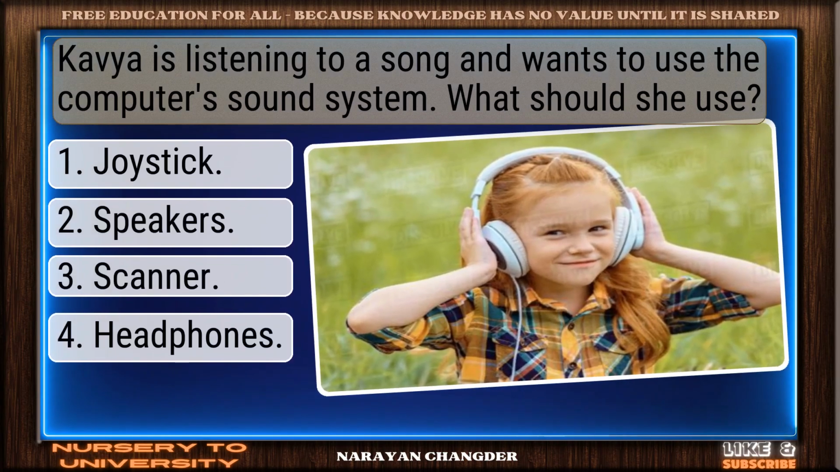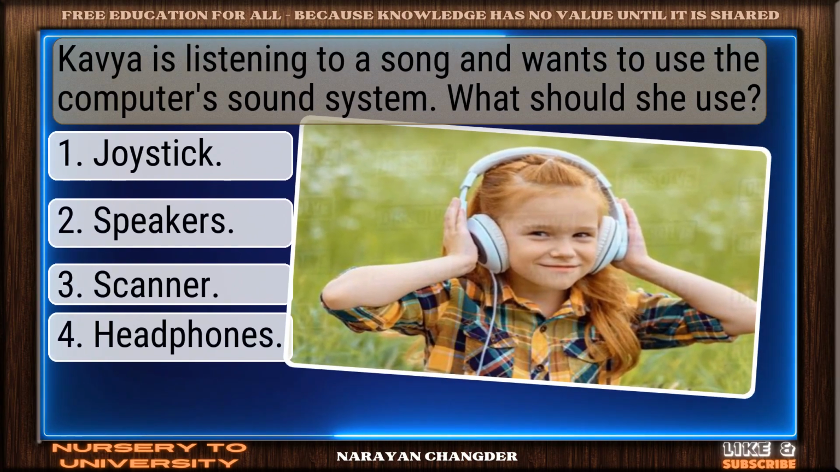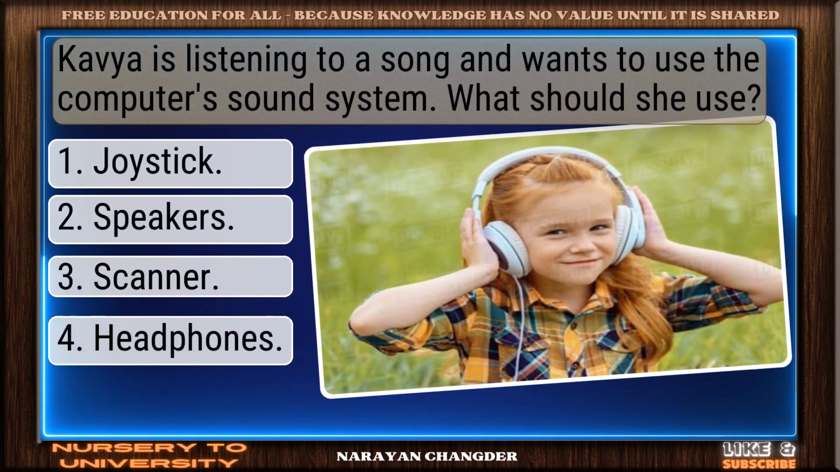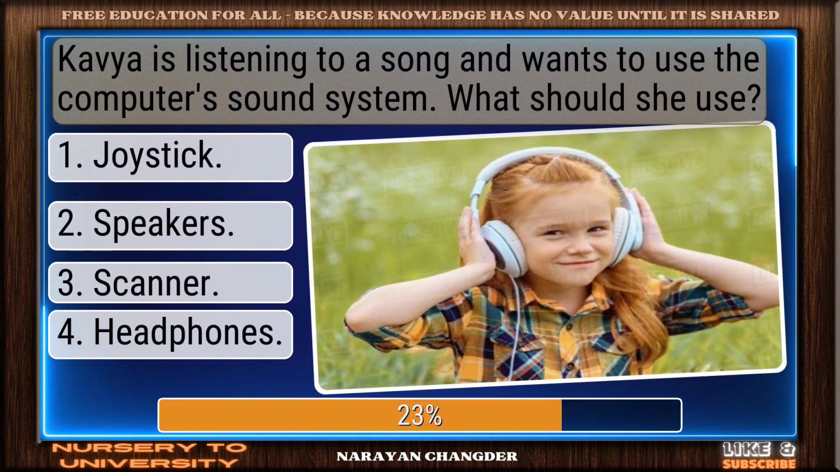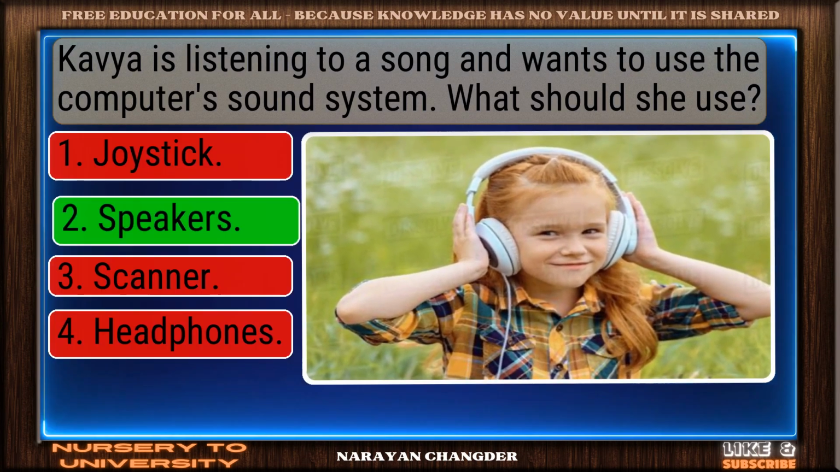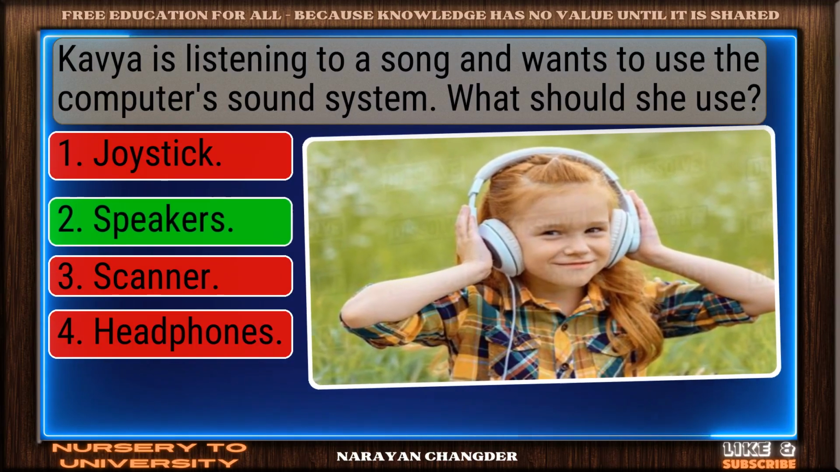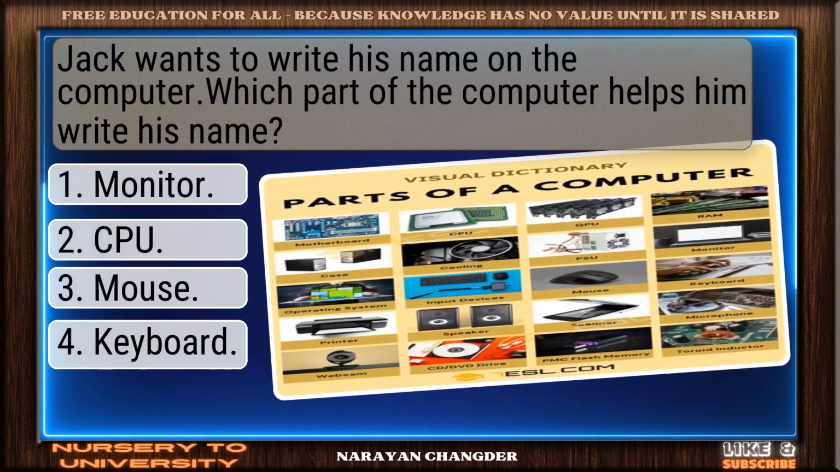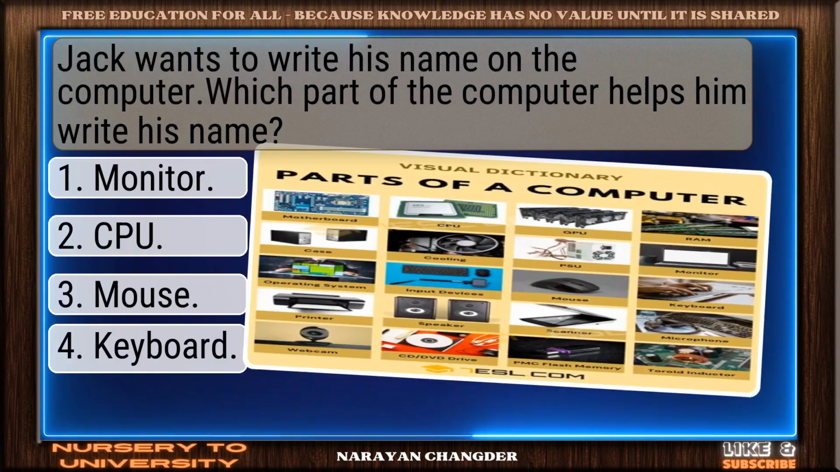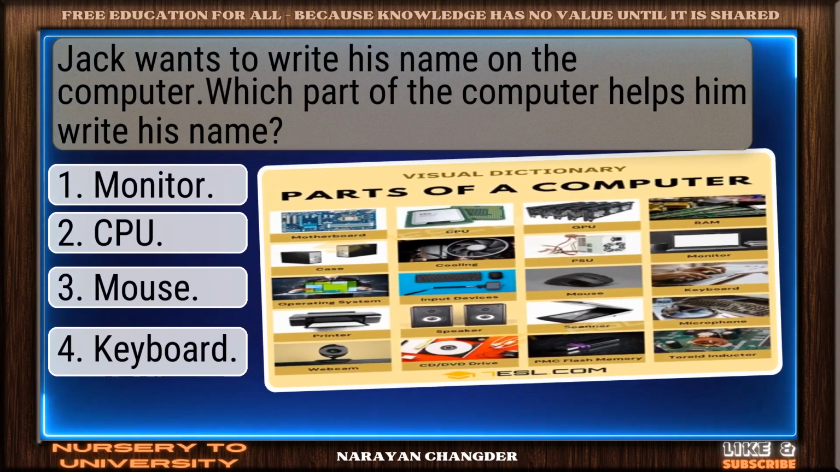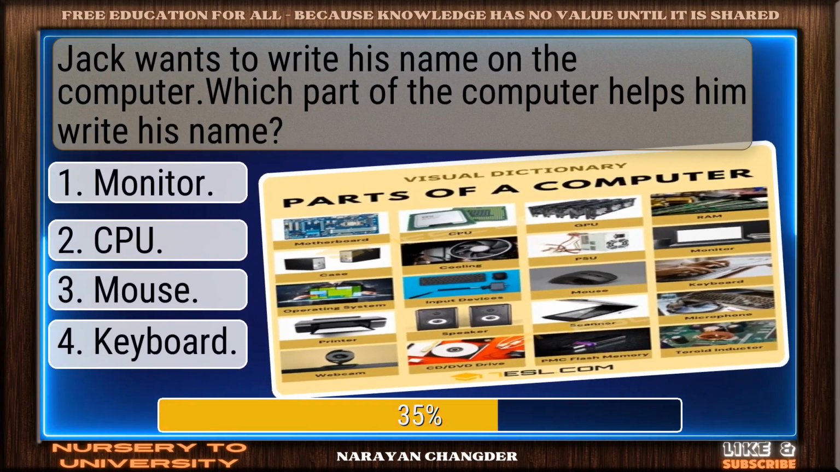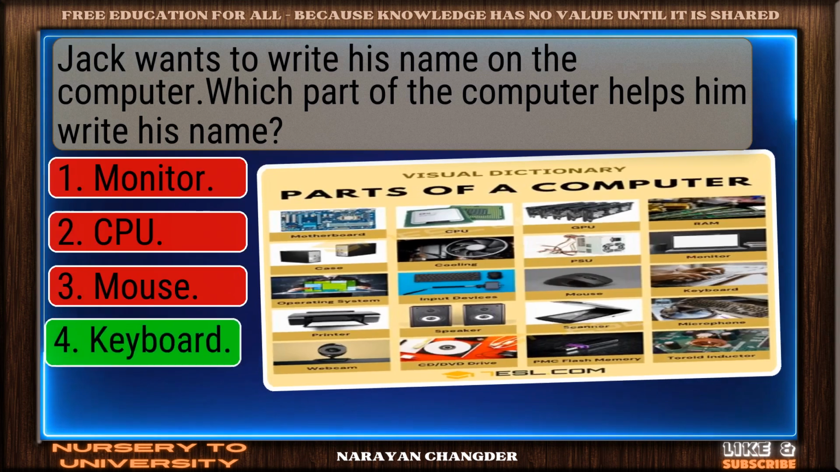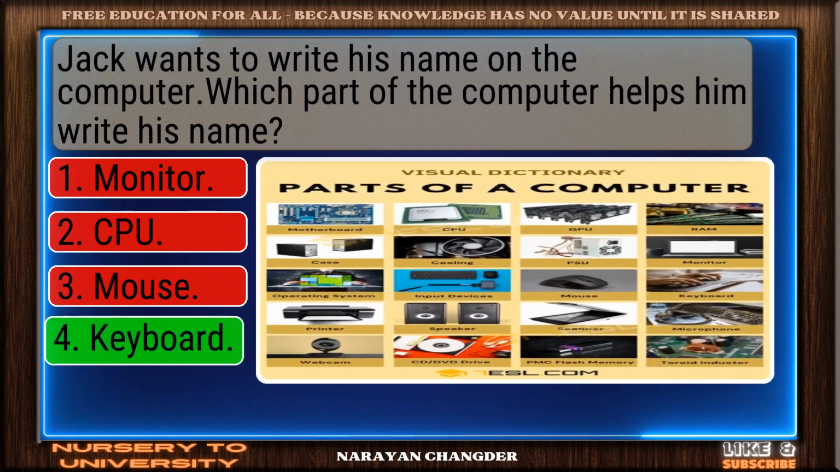Kavya is listening to a song and wants to use the computer's sound system. What should she use? Sharp thinking. Speakers is right. Jack wants to write his name on the computer. Which part of the computer helps him write his name? Nice selection. Keyboard is correct.